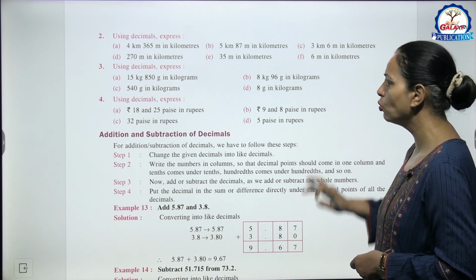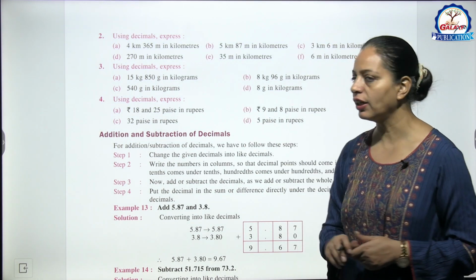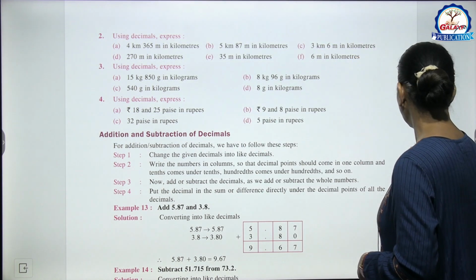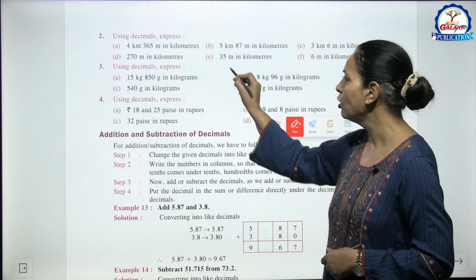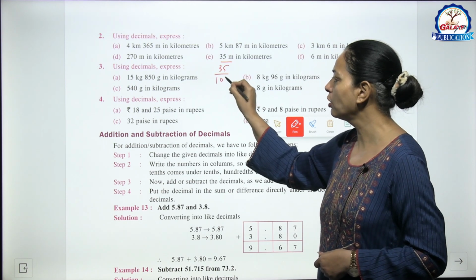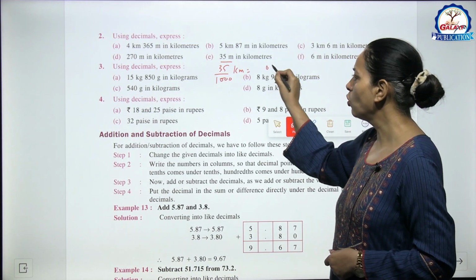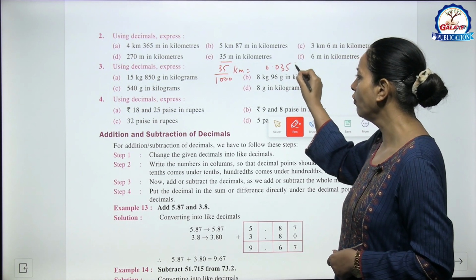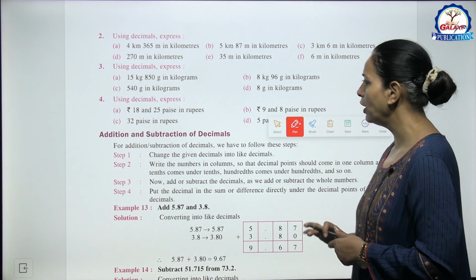Now question number 2, using decimals express. Like E part, 35 meter in kilometer. We know 1 kilometer equal to 1000 meter. तो मीटर से किलोमीटर में जाएंगे तो डिवाइड बाय 1000 kilometer. Now 0.035 kilometer. Okay. Similarly, you can try remaining parts.